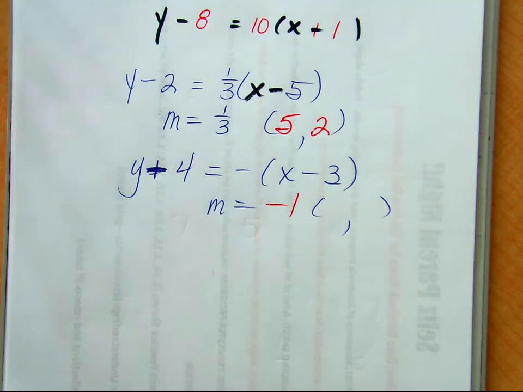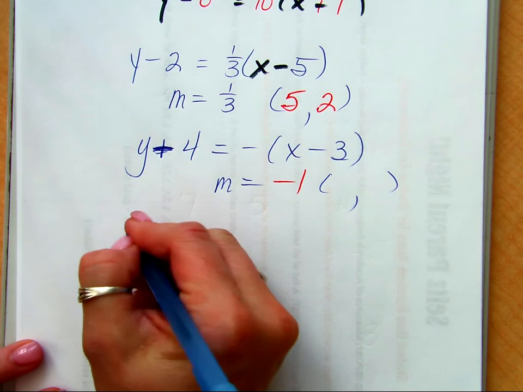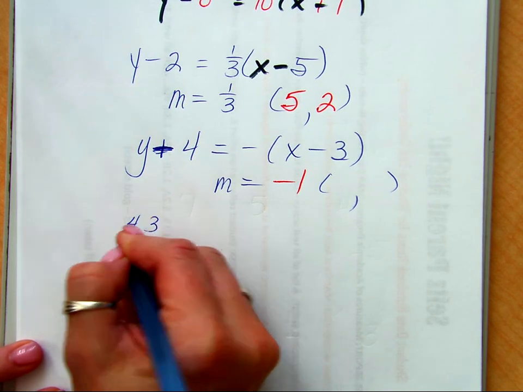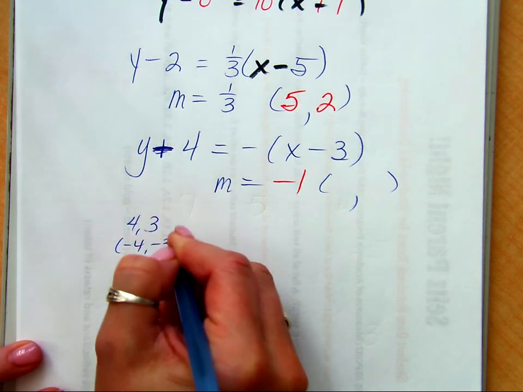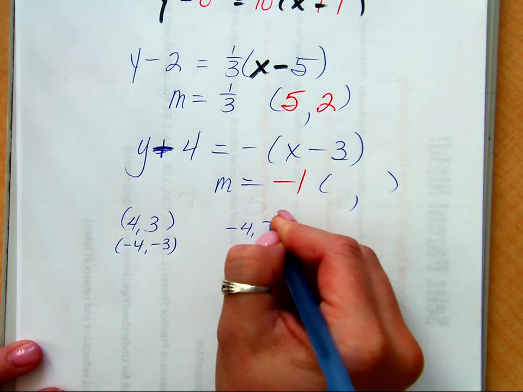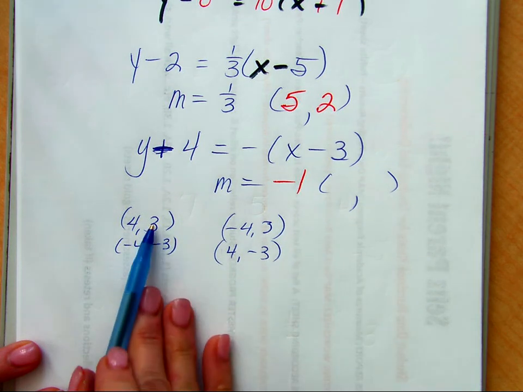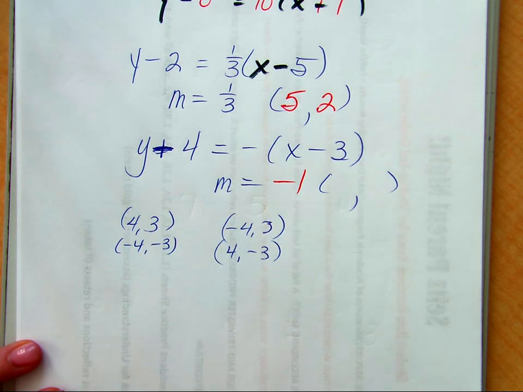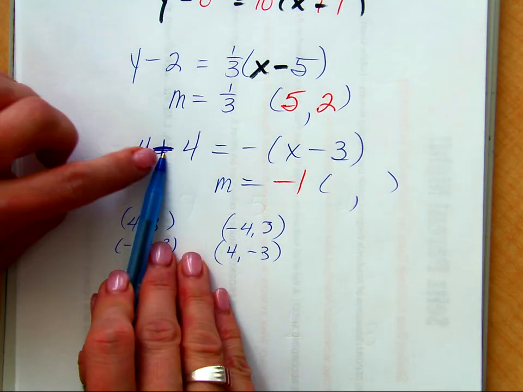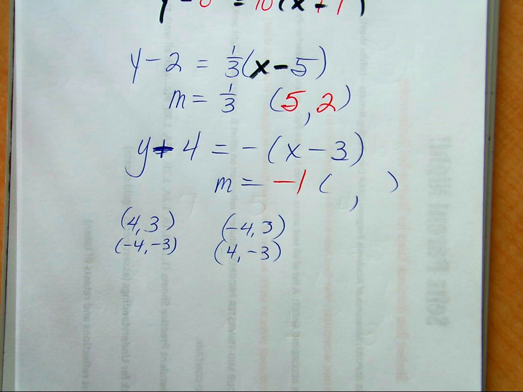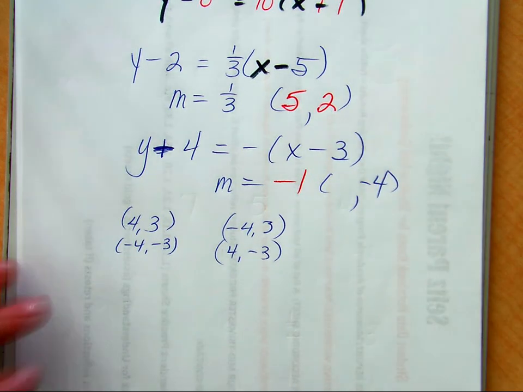Slope is -1, right? What is the point? Because here's the deal. There are 4 choices. It could be 4, 3, -4, -3, -4, +3, or +4, -3. Either they're both positive or both negative, or the 4 is negative or the 3 is negative. Which one is it? The 4 is, oh, because there's a plus there, they must have subtracted a what kind of 4? A -4, and it's got to go here because it's in the y spot.